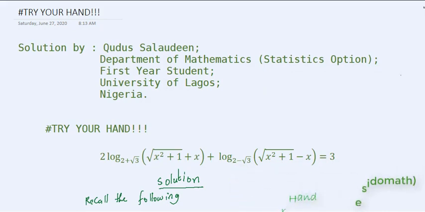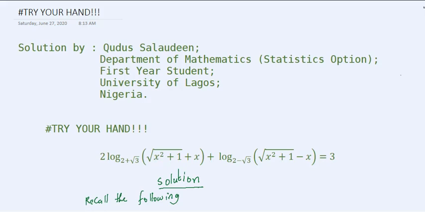So here is a problem I give to my mentees to solve, and one of them named Kudus Salahuddin of the Department of Mathematics, Statistics option, first year student, University of Lagos, Nigeria, gave it a try and the solution makes sense.